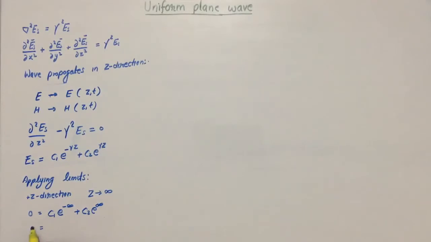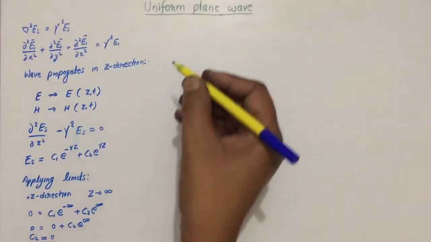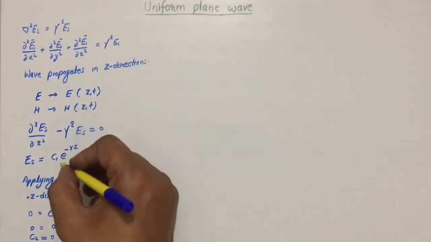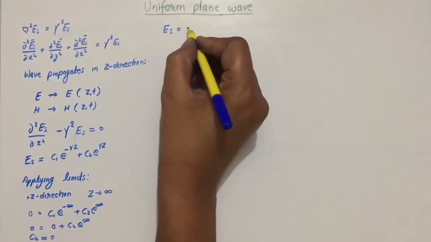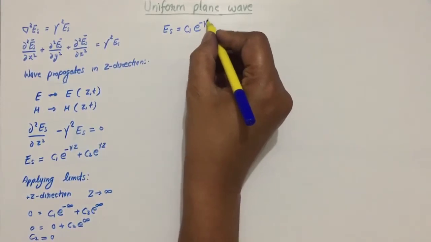So 0 plus C2 e to the power infinite. This equality holds good only when C2 is 0. So from here we can say C2 is equal to 0. And if C2 is equal to 0, then the remaining term is E equal to C1 e to the power minus gamma z.